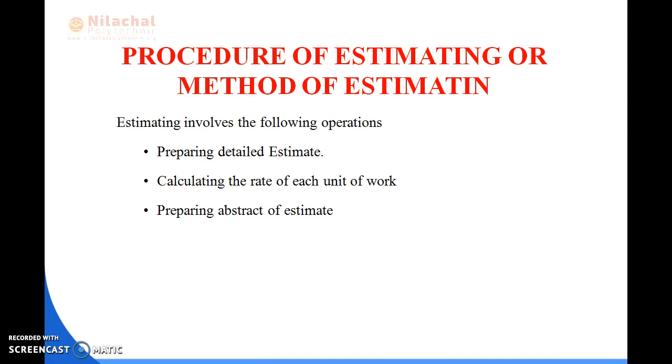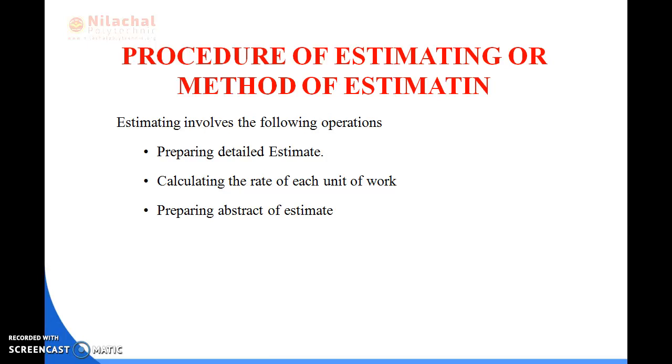By using the cost abstract, we define the quantity of estimation. First, we prepare the detailed estimate form. After that, we continue with the others. Okay. After that, we calculate the rate of each unit of work. Before we calculate the rate of each unit of work, let us discuss the next requirement, the abstract of the prepared detailed estimate.